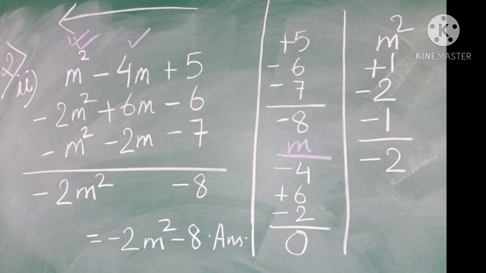Now come to the left handmost column. It's m square. M square minus 2m square minus m square. So I am writing the coefficients. M square means plus 1. Right? So plus 1 minus 2 minus 1. Now minus 2 minus 1 is minus 3. Minus 3 plus 1 is minus 2. So it will be minus 2m square. So what is our answer? Our answer is minus 2m square minus 8.